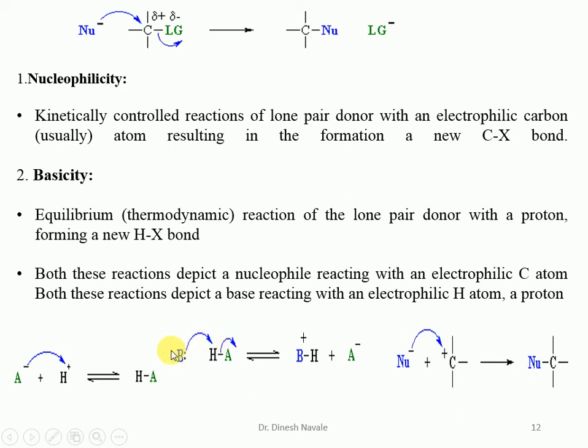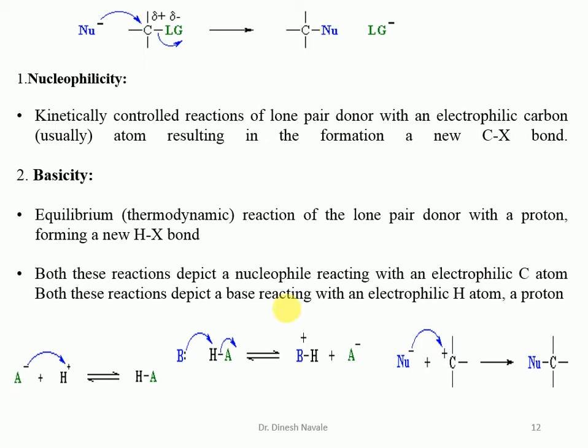So that means the base is going to abstract the proton. So this is the abstraction of the proton. So that is going to be termed as the base, and the terminology will be basicity. Whereas in this example, a nucleophile is going to attack the electrophilic, electron deficient center. So it is going to be termed as the nucleophile.